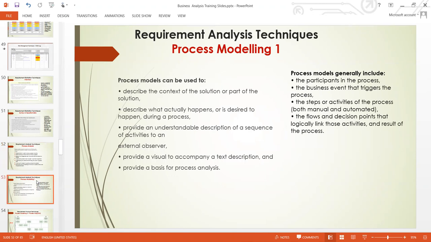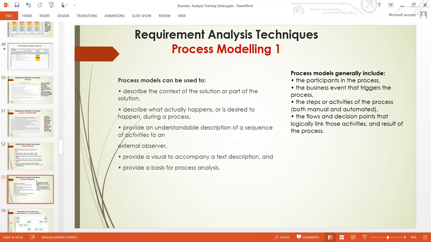Now, a process model can be used to describe the contents of the solution or part of the solution. Describe what actually happened or is desired to happen during the process. Provide an understandable description of a sequence of activities to an external observer, provide a visual to accompany a text description, and provide a basis for a process analysis.